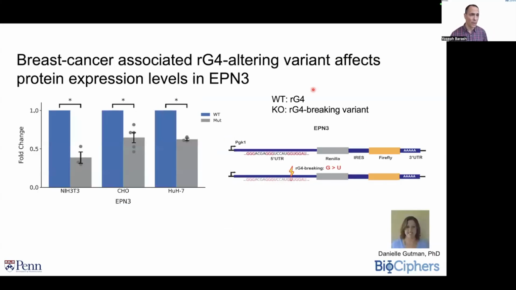So for that, we used a dual luciferase assay that we developed in the lab for this task. So we can introduce the 5' UTR, in this case of EPN3, with or without the genetic variant. And you can see here that a single mutation of the 5' UTR that hits that G-quad has a very strong effect between the wild type and mutation in 3 different cell lines. This was all done by Danielle Gutman, who was a postdoc at the lab.